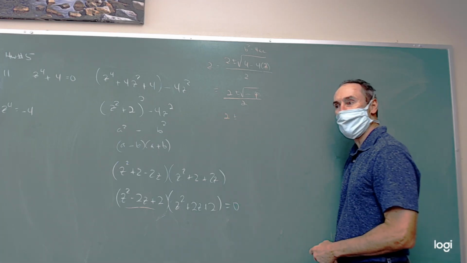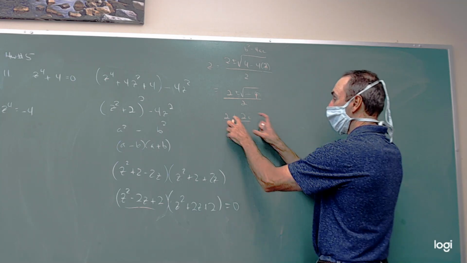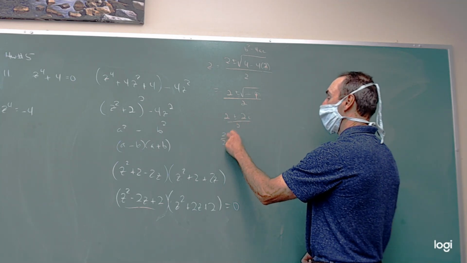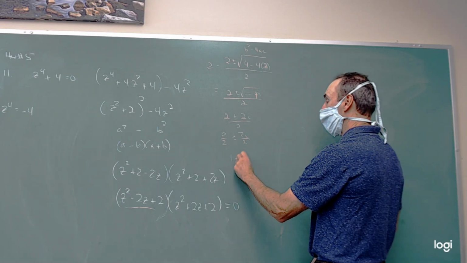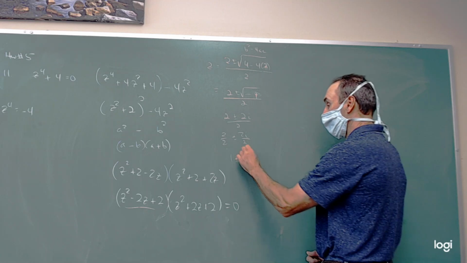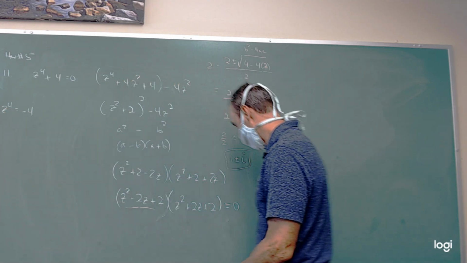Now we can say the square root of -4 is 2i. And now we can split that up and say it's going to be 1 plus or minus i. Okay, so there's 2 of those 4 zeros.